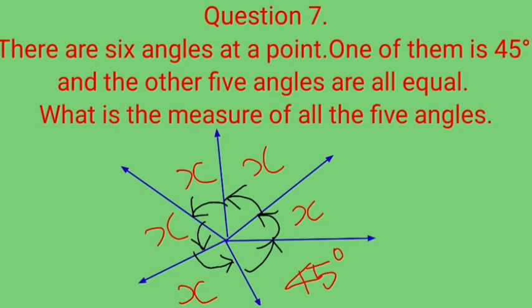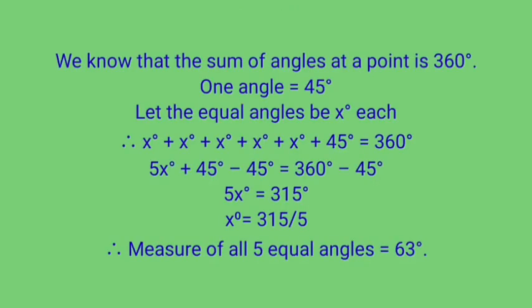Question number 7. There are 6 angles at the point. One of them is 45 degree and the other 5 angles are all equal. What is the measure of all the 5 angles? We know that the sum of angles at the point is 360 degree. From the question we can say that one angle is 45 degree. To find the value of x, we have to add all the given angles and equate it to 360 degree. And by simplifying, we get x is equal to 315 degree divided by 5, which is equal to 63 degree, which is the required answer.